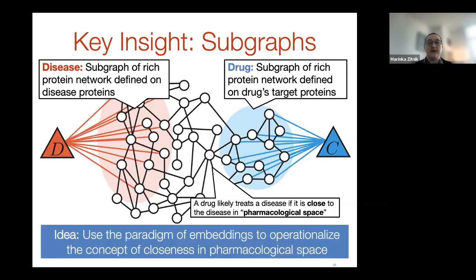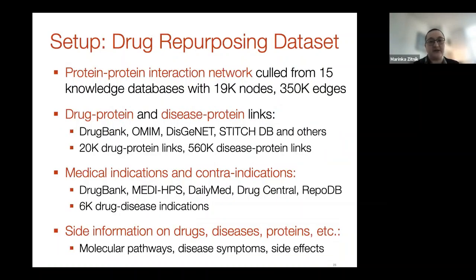Okay, so that's great, but what does it mean practically or computationally? So the way we will operationalize the notion of closeness in pharmacological space is that we will use subgraph embeddings. We will use the paradigm of embeddings to operationalize the concept of closeness or similarity, and similarity of network neighborhood between the many disease and drug subgraphs that we have.